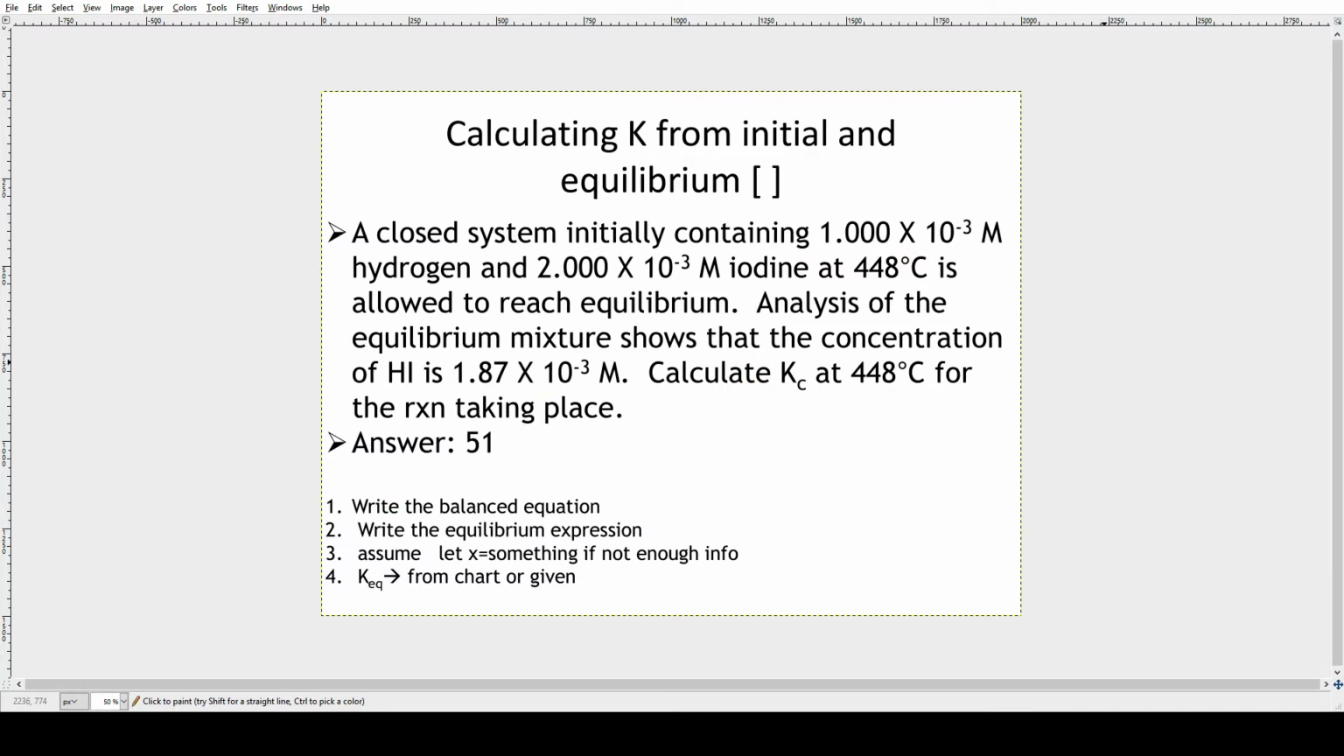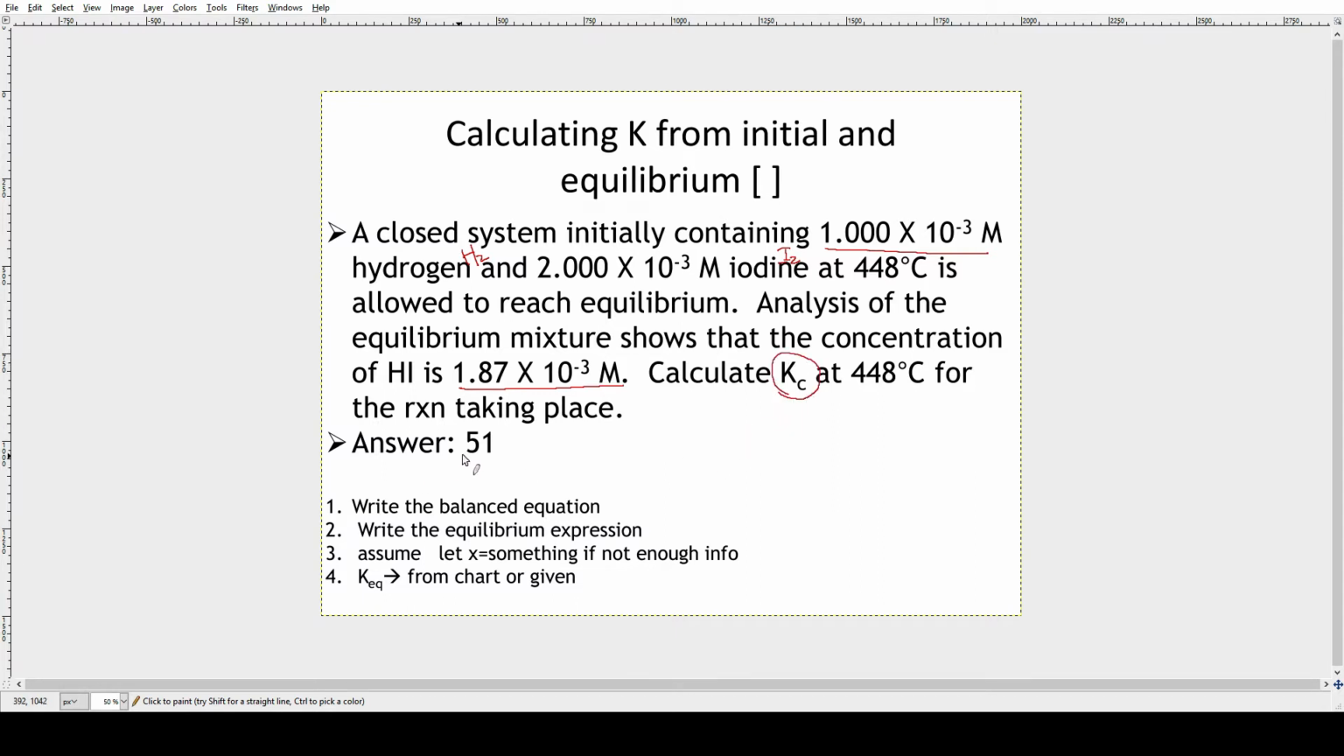So here's our first example, calculating K from initial and equilibrium concentrations. So you have a closed system that initially contains 1.00 times 10 to the negative third molarity hydrogen. So remember, hydrogen is diatomic, H2, and 2 times 10 to the negative third molarity iodine, also diatomic, at 448 degrees Celsius, and it's allowed to reach equilibrium. Cool. Analysis of the equilibrium mixture shows that the concentration of HI is 1.87 times 10 to the negative third molarity, and we're calculating Kc.